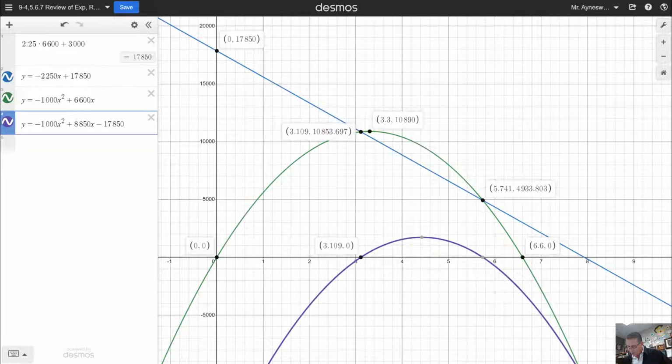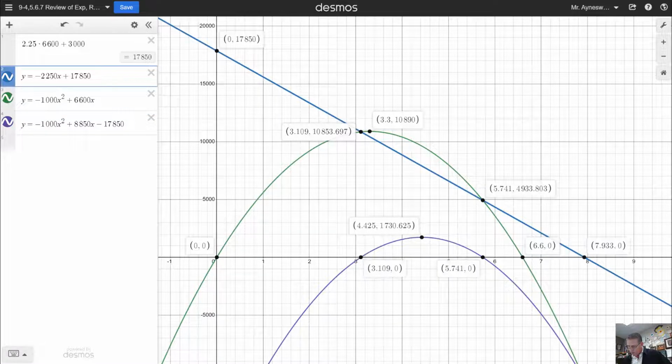And then I've got other roots of the profit function in purple. Okay, now these are the correct values, and I'll explain why in a minute. So now I have all my maximums, I have my break-even points, I have my roots, and I have my x and y intercepts. I have everything.